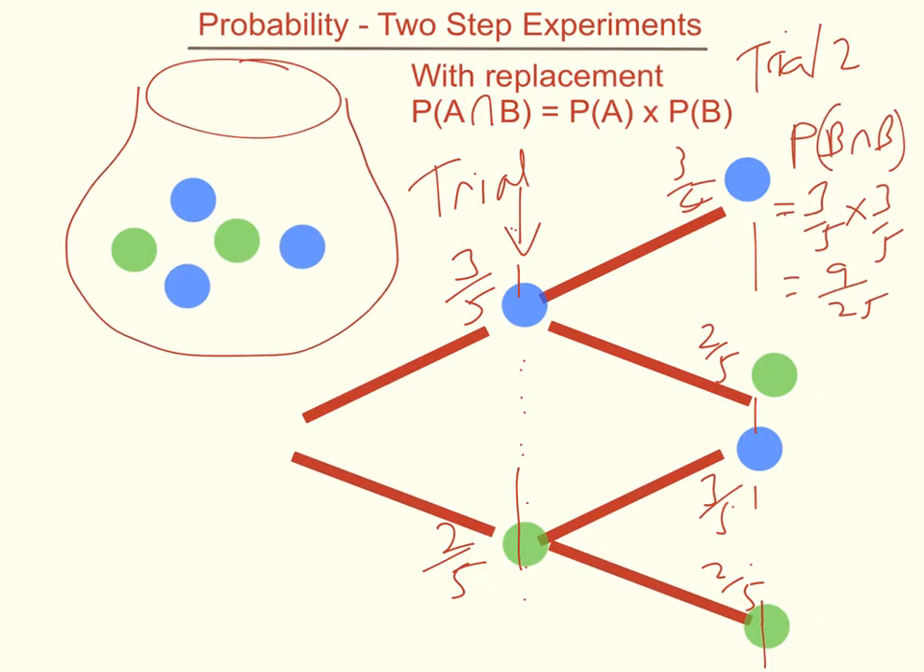If I keep going down this second trial, I'll be multiplying 3/5 by 2/5, 2/5 by 3/5, and 2/5 by 2/5, which means I'll get 4/25 for getting green, 6/25 for getting green and then blue, and 6/25 for getting blue and then green. Adding all those up will give me 25/25.